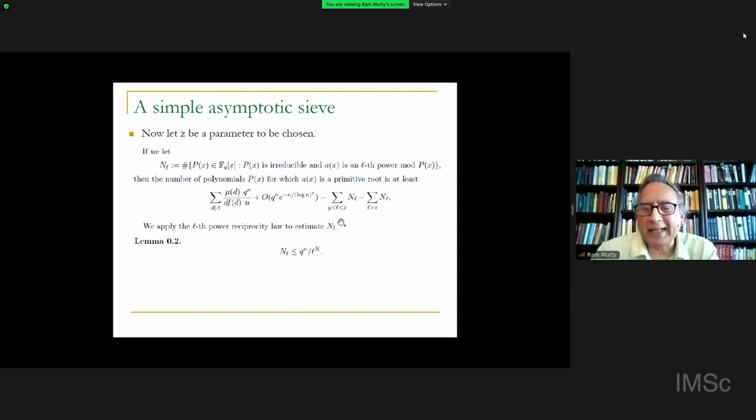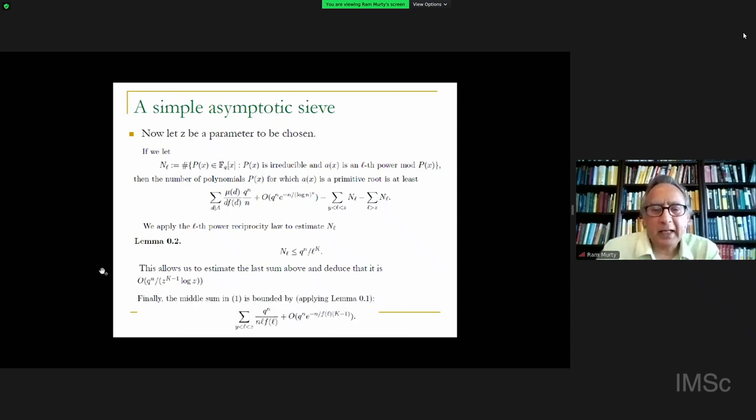And I split that sum into two pieces. And we'll apply the lth power reciprocity law to the last piece. Remember earlier, I gave you an estimate for n sub l. And now we choose z. Because of this rapid convergence with l bigger than z, you get an estimate like this. And then finally, in the middle sum, you actually apply that previous lemma, lemma 0.1 that I wrote down, and you end up getting this as an estimate.